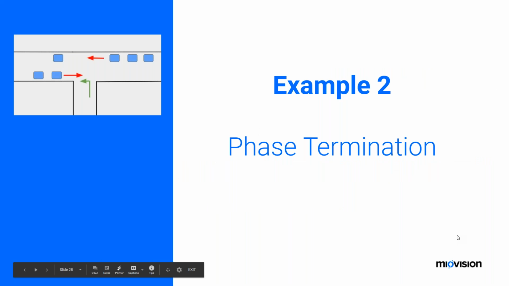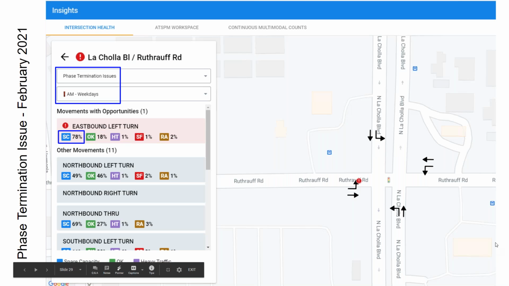So that was our example 1. Moving into example number 2, phase termination. So again, just a quick review, phase termination is specifically looking at one movement that is wasting green time. So a lot of the times it'll end up being an actuated left turn, which it is in our example here. So this is an example that's currently within the platform for February 2021.